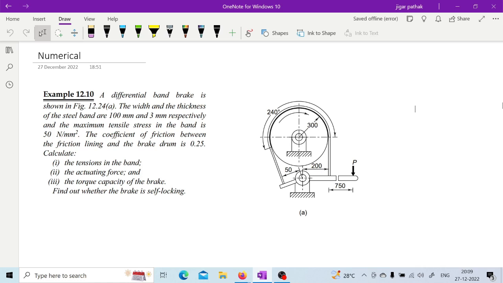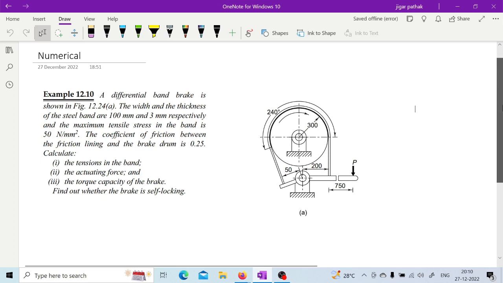Maximum tensile stress in the band is present, because it is mentioned that it is there. So the maximum tensile stress in the band is 50 Newton per mm square. So it is actually the present tension. Okay. Yeah, which will allow you to calculate the force, because stress is provided and you have the area with you.